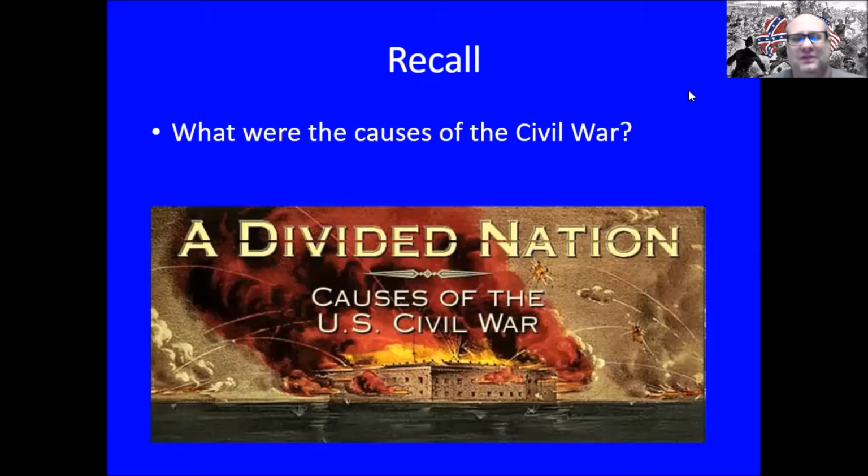But then we have 1820, the Compromise of 1820. We start seeing this issue of slavery tear the country apart, and then we have the Compromise of 1850, one of the major things in it that is really divisive is the Fugitive Slave Act, where people can be held accountable for harboring slaves in the North.